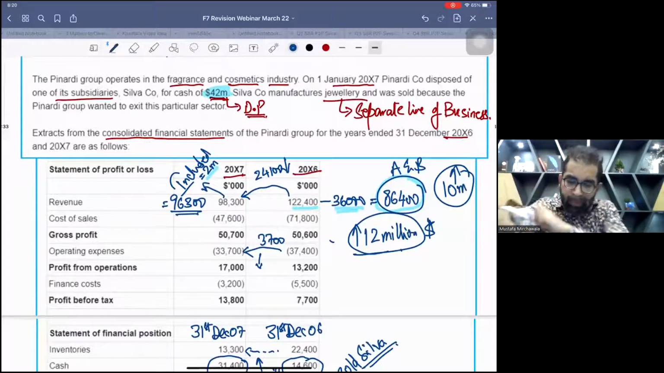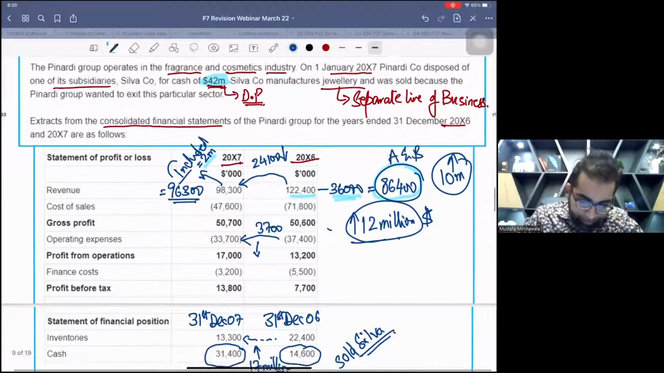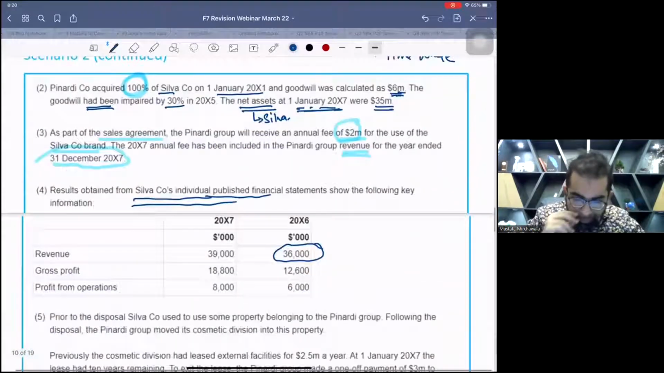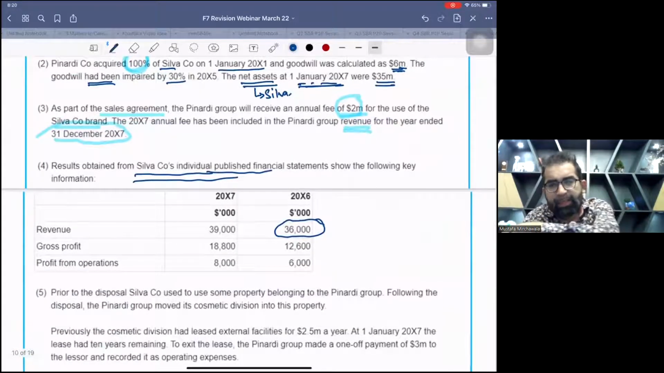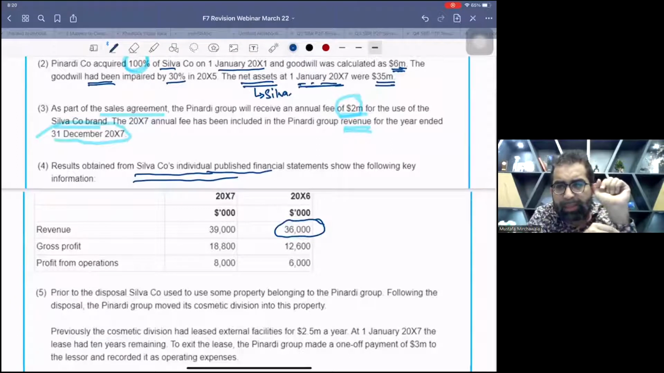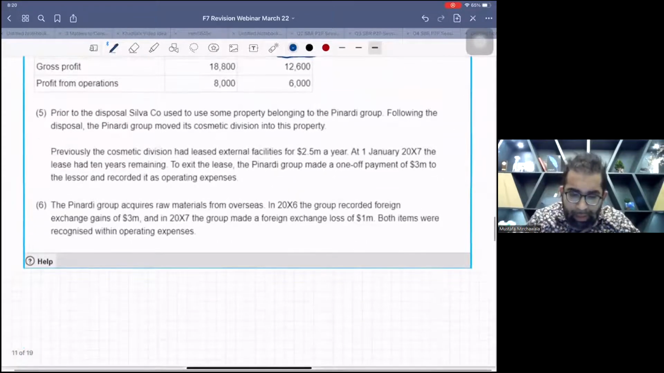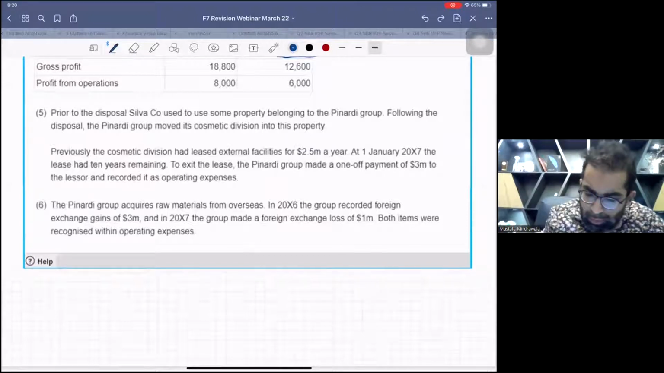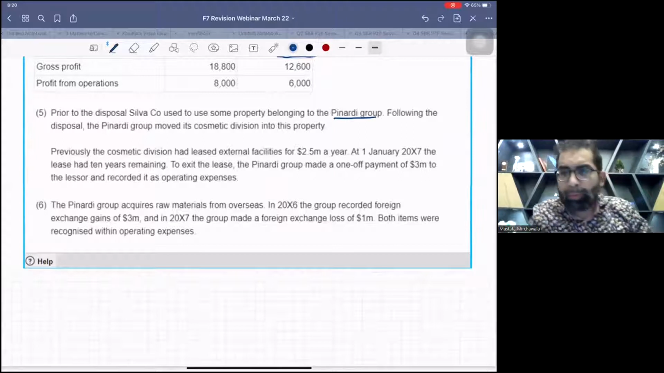Now, please. This is Silva's individual company's financial statement. This is Silva's individual company's income statement for last year and current year. Okay. Now, prior to the disposal of Silva, Silva company used to use some property belonging to Pinardi Group.